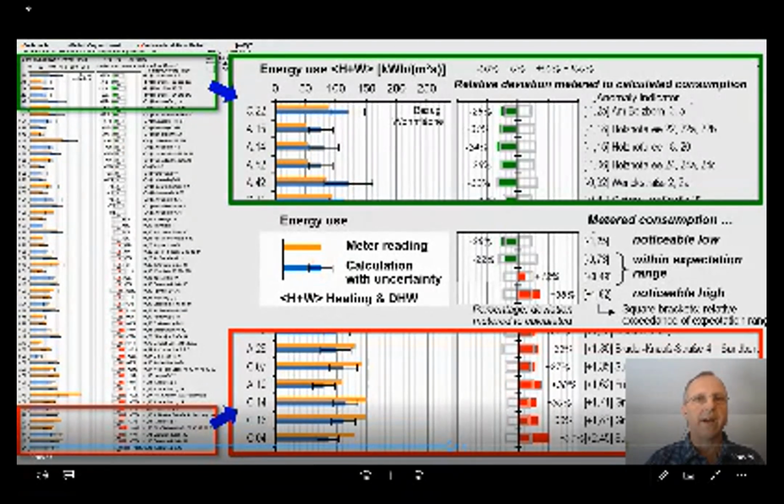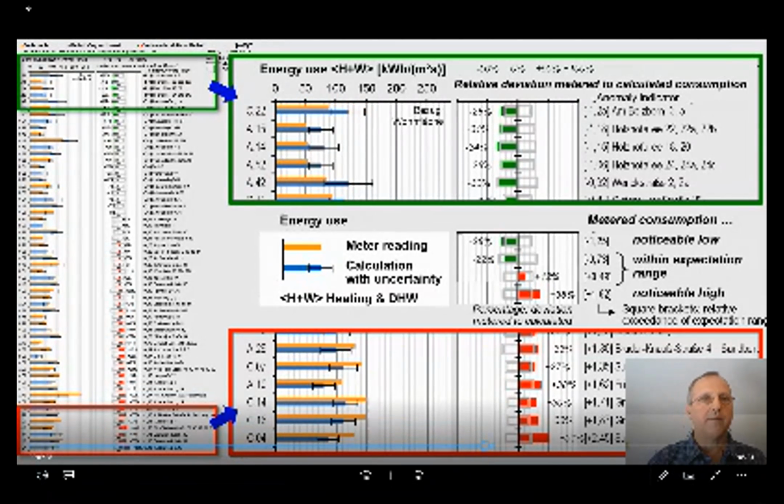And now we can compare the meter reading with this uncertainty range. These values are sorted according to the ratio of calculated energy consumption and meter reading. At the top, you see buildings where we have a lower energy consumption than the expectation range. And at the bottom, you see buildings where the measured energy consumption exceeds the calculated expectation range.